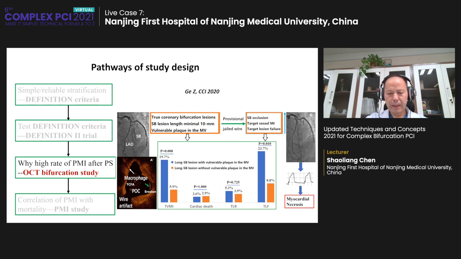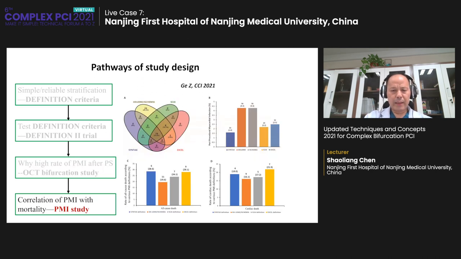Also from the table, you can see between long side branch lesion with and without vulnerable plaque in the main vessel, there was no significant difference in terms of cardiac death and TLR, but a very high rate of target vessel myocardial infarction, leading to a higher rate of TLF in patients with long side branch lesion length and a vulnerable plaque in the mechanism. Finally, we need to identify the correlation of periprocedural myocardial infarction, PMI, with mortality.